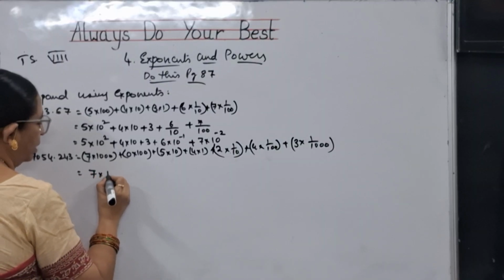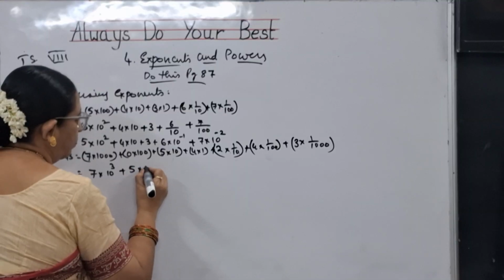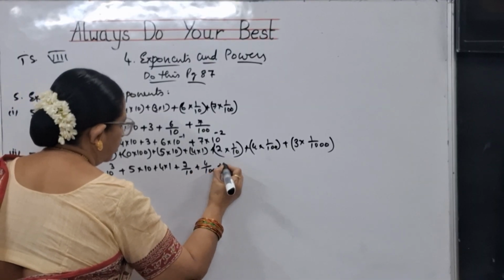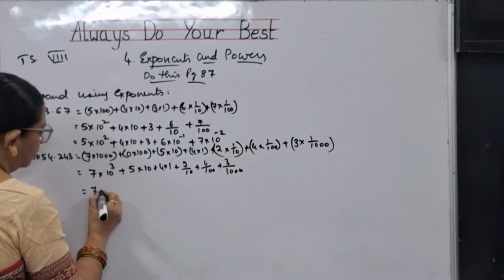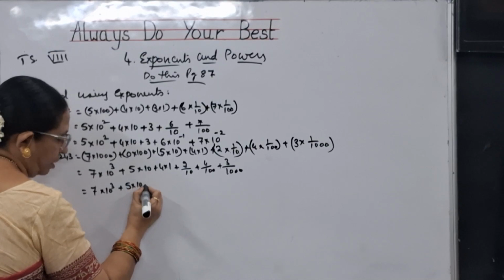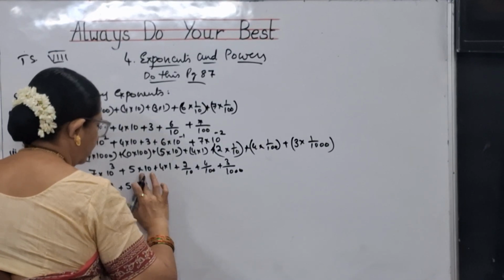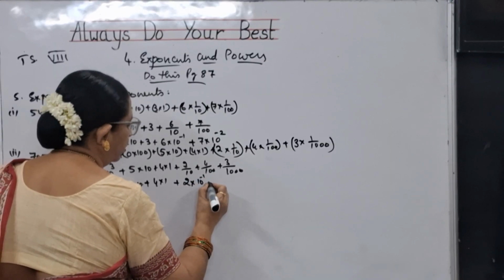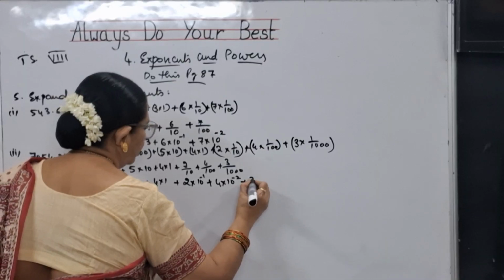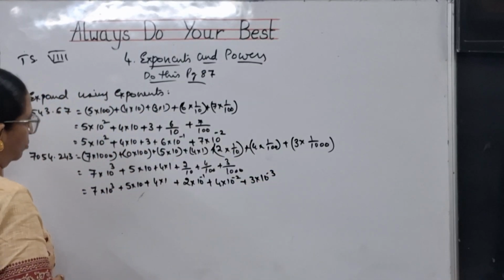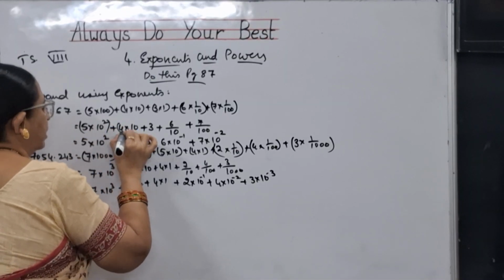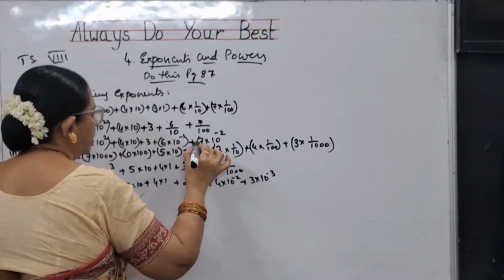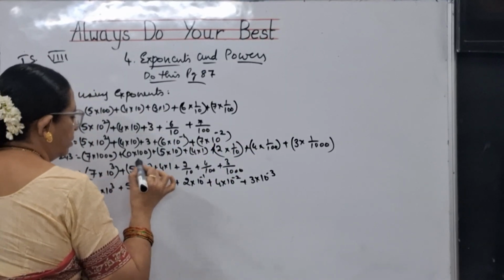So 7 into 10 cube, plus 0 we need not write, 5 into 10 plus 4 into 1 plus 2 by 10 plus 4 by 100 plus 3 by 1000. This can be written as 7 into 10 cube plus 5 into 10 plus 4 into 1 plus 2 into 10 to the power of minus 1 plus 4 into 10 to the power of minus 2 plus 3 into 10 to the power of minus 3. So if you want them to be clear, you can put brackets also, children. Wherever you have got multiplication, you can put it in the bracket so that you can differentiate easily.